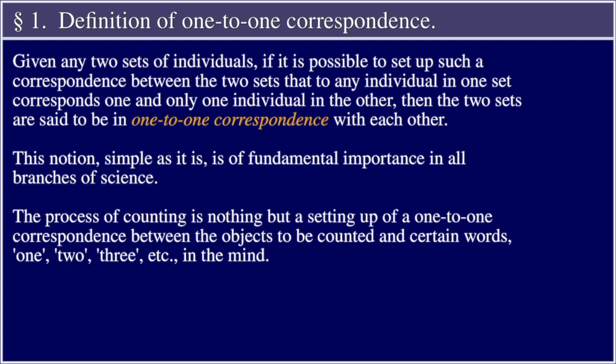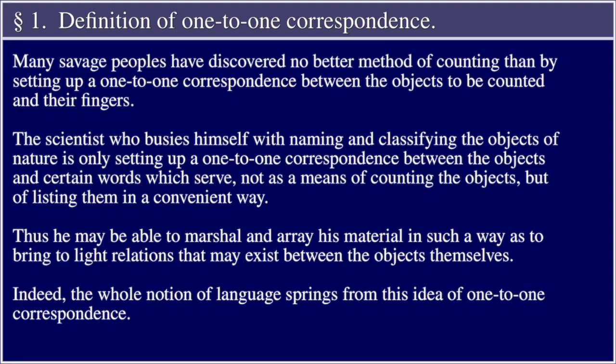The process of counting is nothing but a setting up of a one-to-one correspondence between the objects to be counted and certain words, 1, 2, 3, etc., in the mind. Many savage peoples have discovered no better method of counting than by setting up a one-to-one correspondence between the objects to be counted and their fingers.